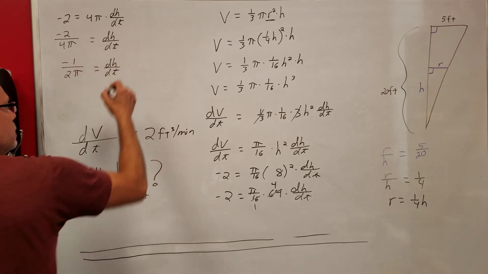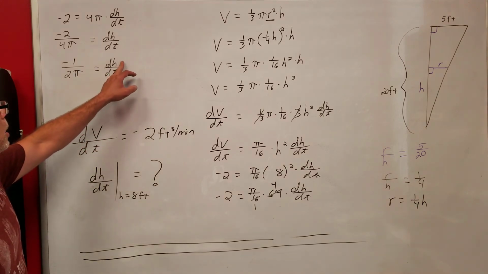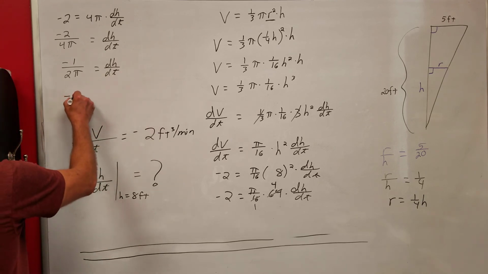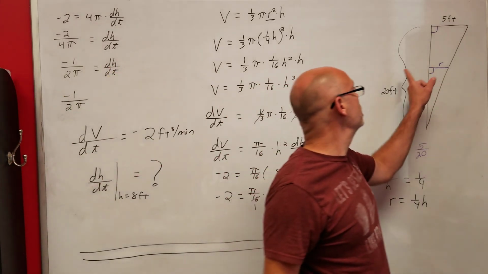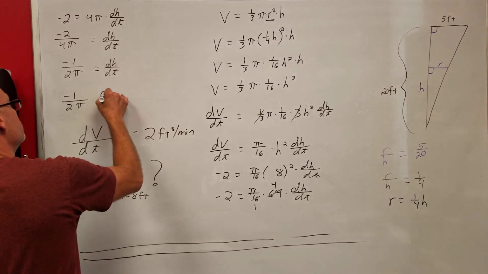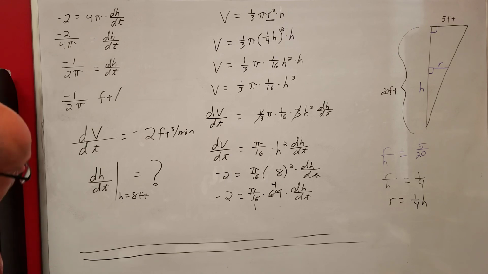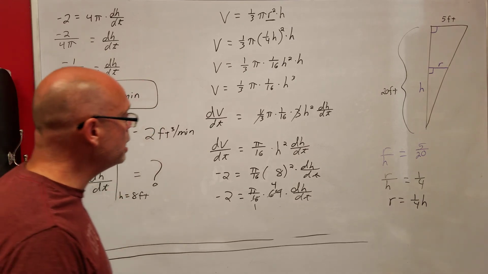Now, did they want me to round or anything? Let me go back and look at my problem. No, it does not want me to round, so I'm going to leave it exact. What are my units going to be over here? Units of h over units of t. So this is negative 1 over 2 pi. What's the unit of h? H is the height. We're measuring the height in feet per, what's the unit of time we're looking at here? I don't know, I erased it, I think. Yeah, sure did. My unit of time was minute. There we go.